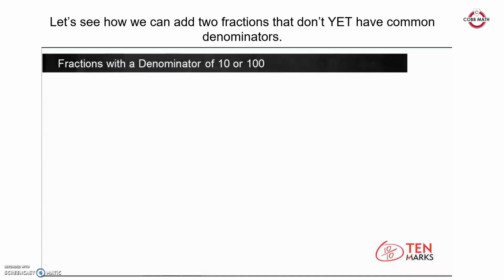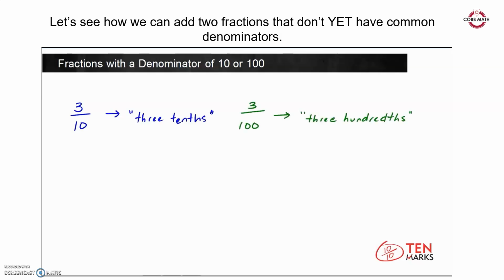In this lesson, you will learn how to work with fractions that have a denominator of 10 or 100. Fractions with a denominator of 10 or 100 are special because they can also be used to express decimal numbers. Now, when the denominator of a fraction is 10, the fraction represents tenths. And when the denominator of a fraction is 100, the fraction represents hundredths. To understand the relationship between tenths and hundredths, let's learn how we can rewrite fractions that have 10 in the denominator as an equivalent fraction that has 100 in the denominator.